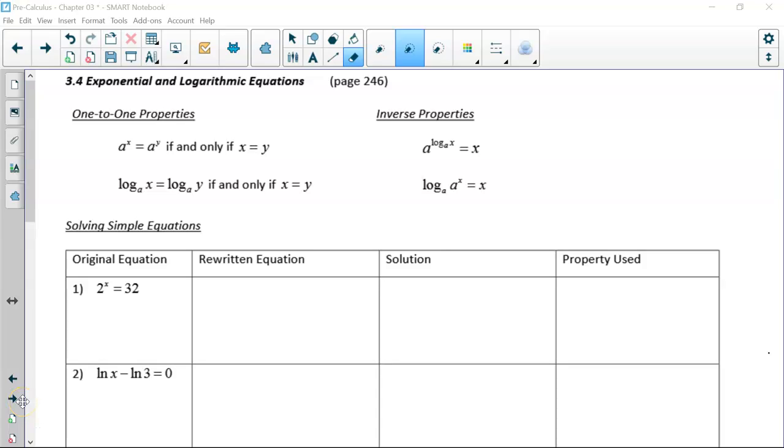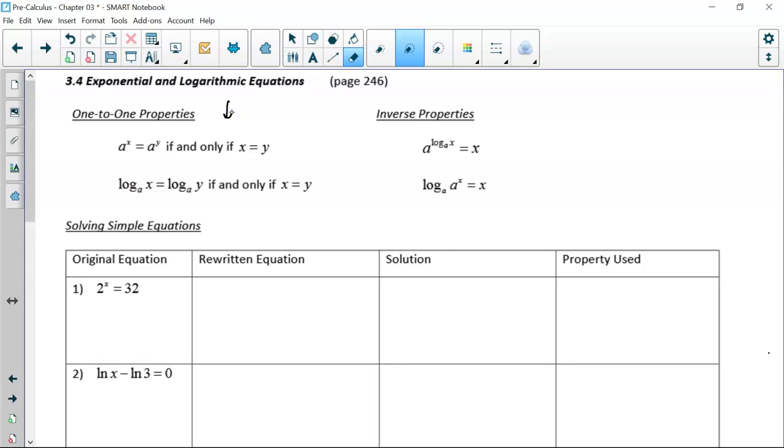Welcome back. We're going to be talking about section 3.4, and we're going to be talking about how to solve exponential and logarithmic equations. Now, keep in mind the one-to-one property. A to the x equals a to the y if and only if x equals y. Same thing with logs. If they both have the same log base, then you could say if log base a of x equals log base a of y, then x equals y. So there's the one-to-one properties.